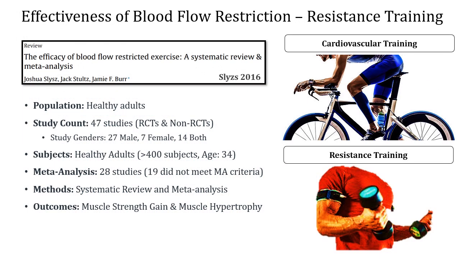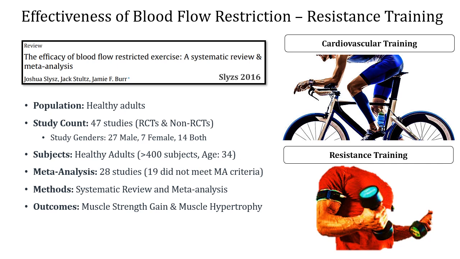Okay, and this one is included particularly because of its size, and because it's more of an update to that of Lenicky. So you have healthy adults, 47 studies, RCTs and non-RCTs, including studies that had 27 of them just male, 7 of them just female, and 14 of them both. You had over 400 subjects, average age of 34.